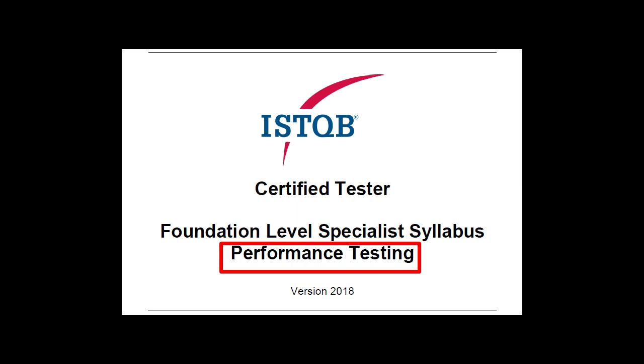Chapter 5 ends. ISTQB Performance Testing Syllabus ends.